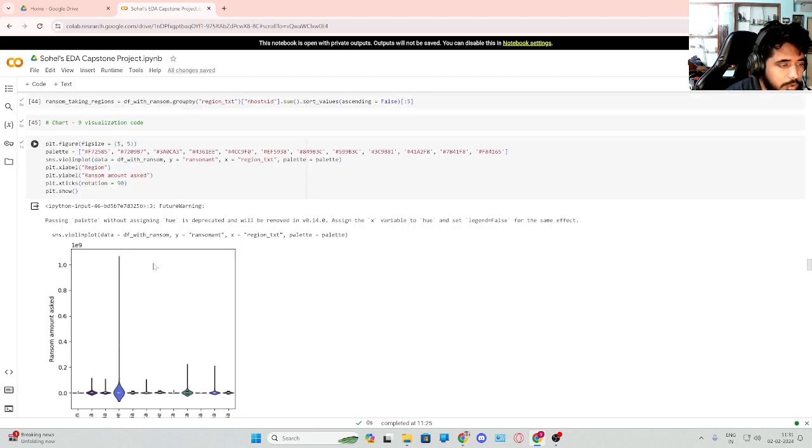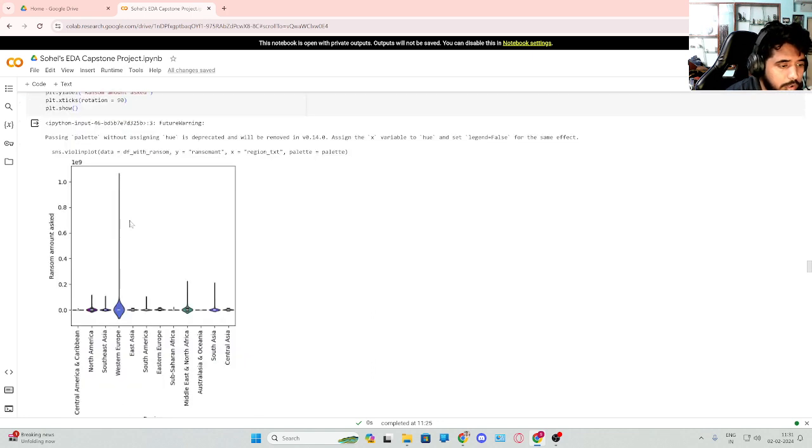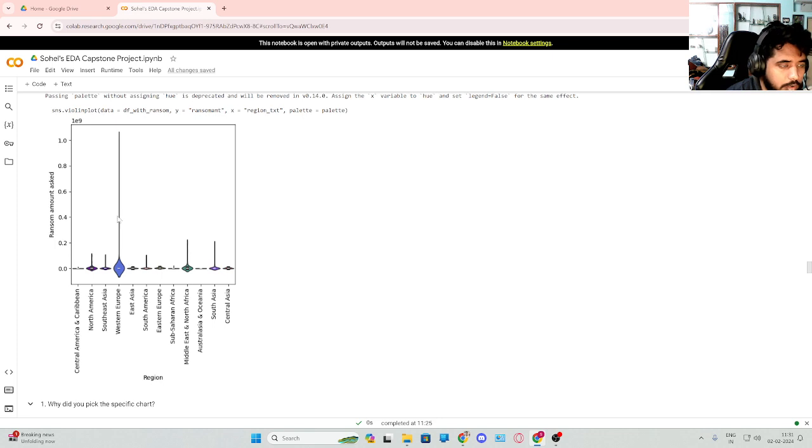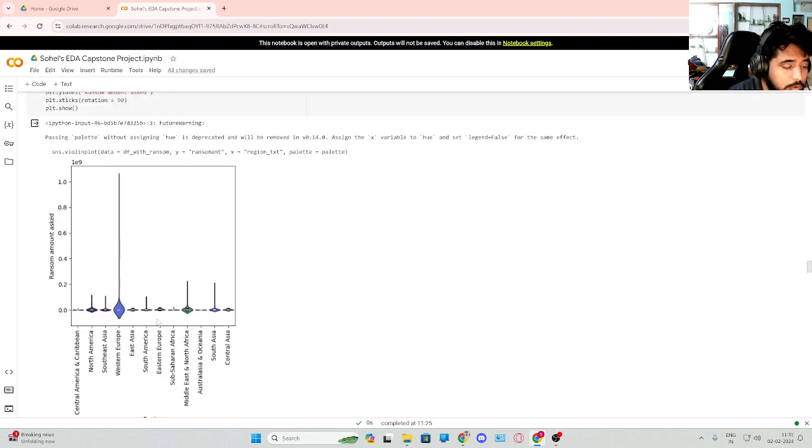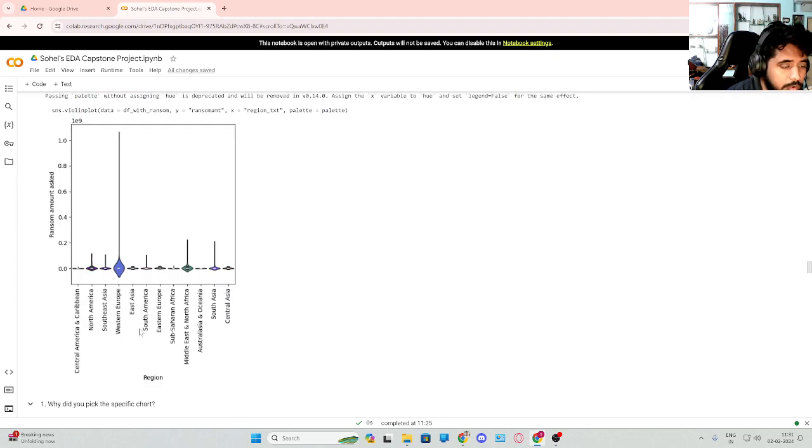In chart 9 we are doing a violin plot to find the ransom-taking regions, and here we can see that Western Europe has an outlier which makes the line of this violin plot, and thus we can see these types of ransoms are asked from these types of regions.